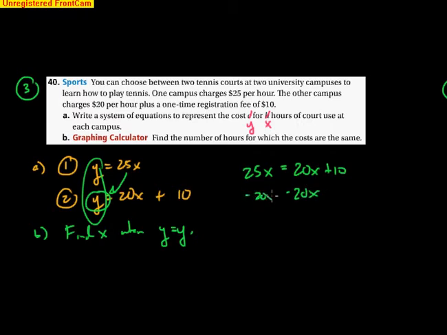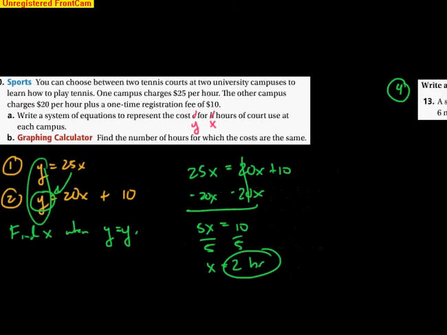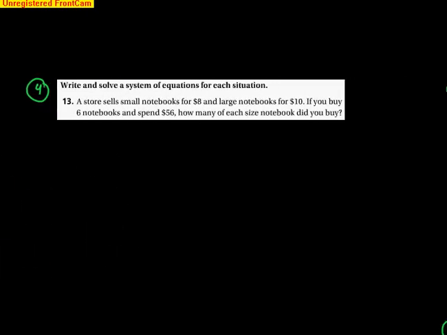Subtract 20x from both sides. We get 5x equals 10. Divide by 5, x equals 2. So what they're saying is if you play for 2 hours, it doesn't matter which campus you choose, it's going to be the same. So at 2 hours, the costs are the same for both places. Okay. I'm glad you watched this. There's a problem just like it on our tests, so make sure you pay attention.